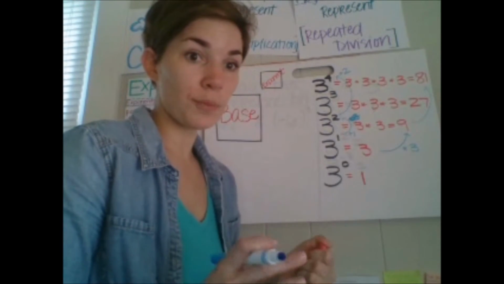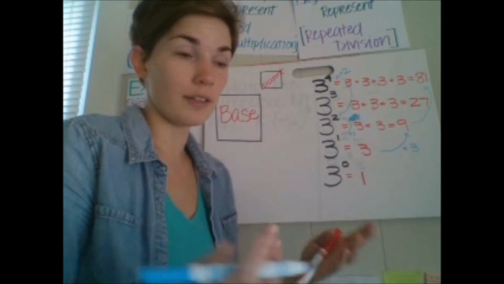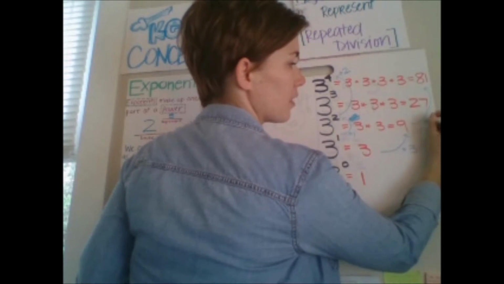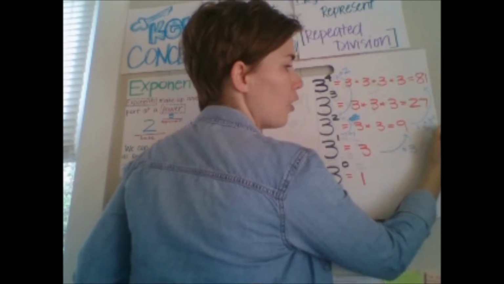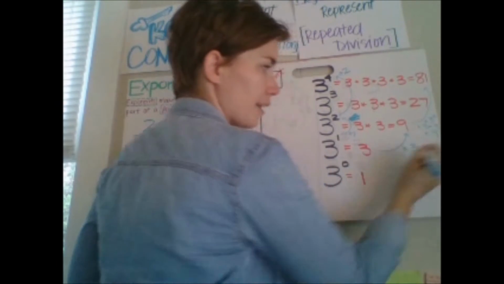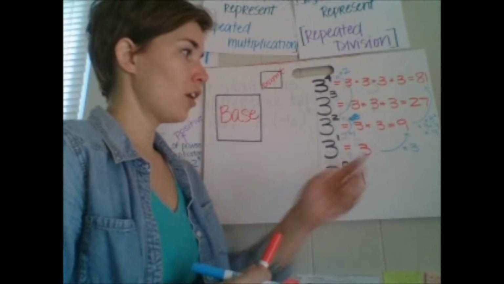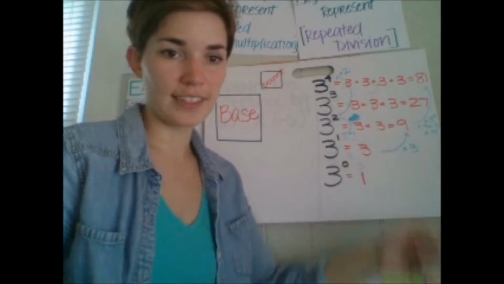So we're actually going to be multiplying by 3 squared. So times 3 squared. Or we can write that as times 3 times 3. Or we can write that as times 9. Okay? All different ways to represent the same value.